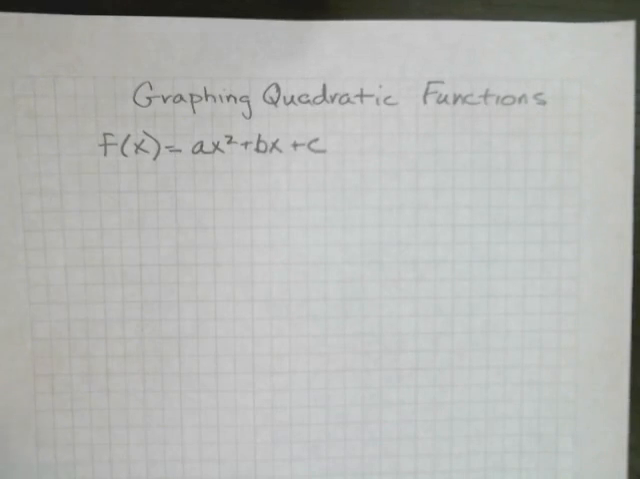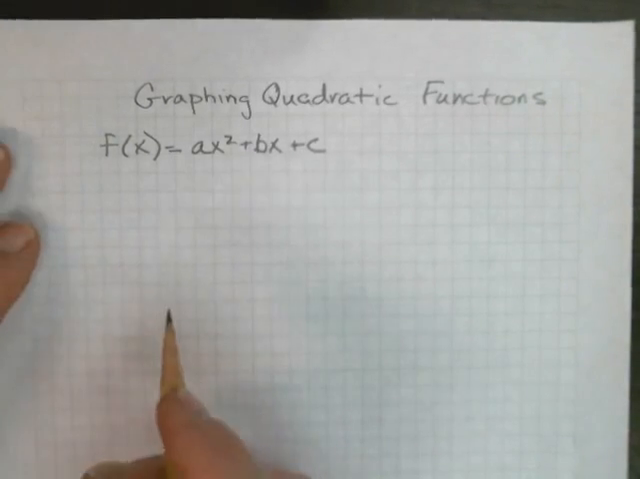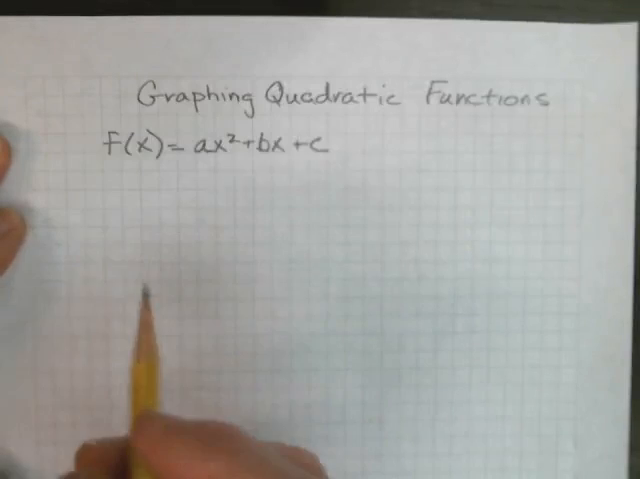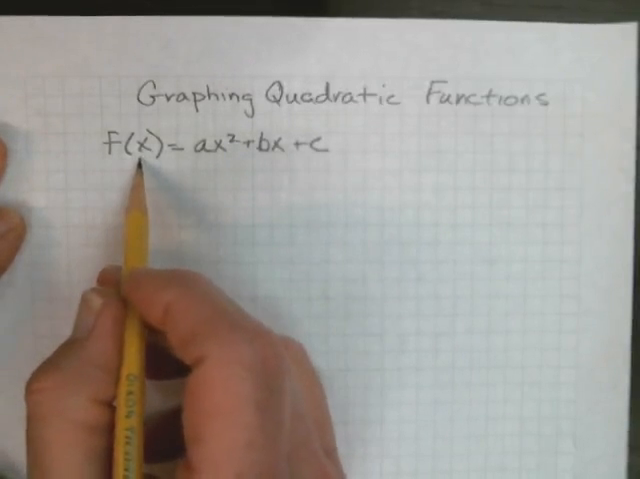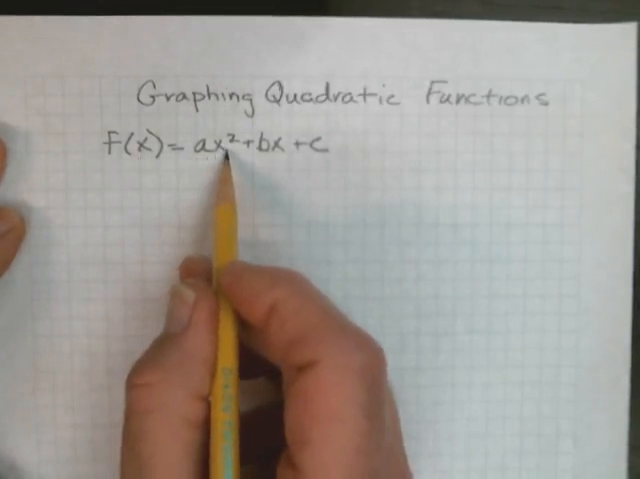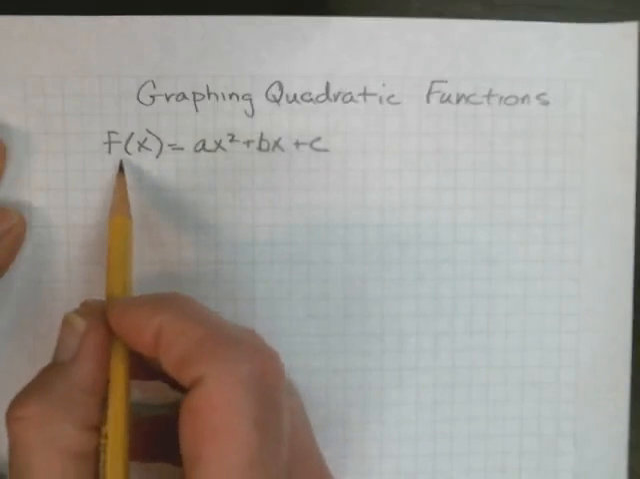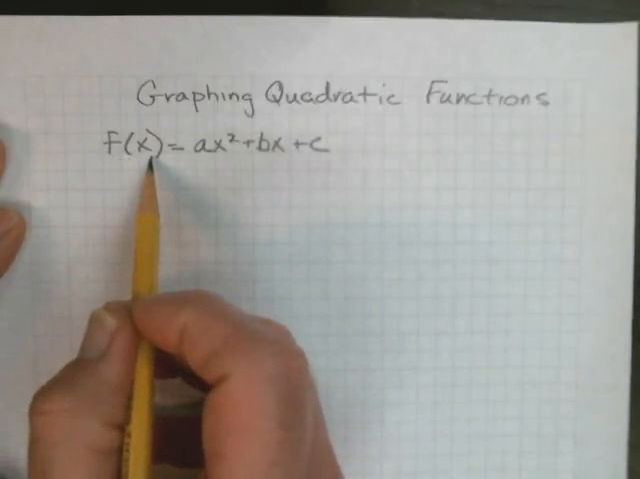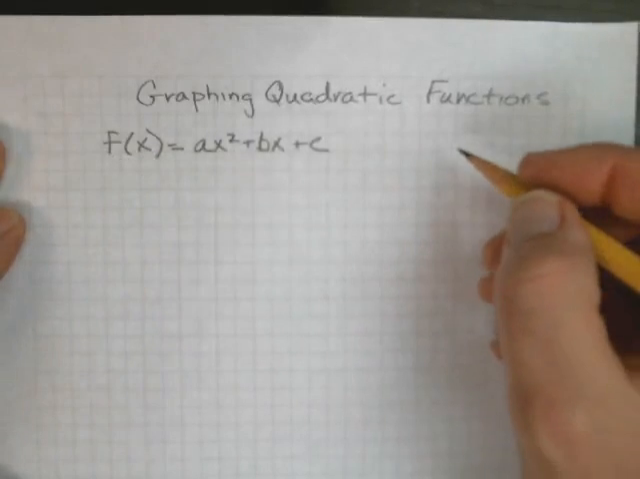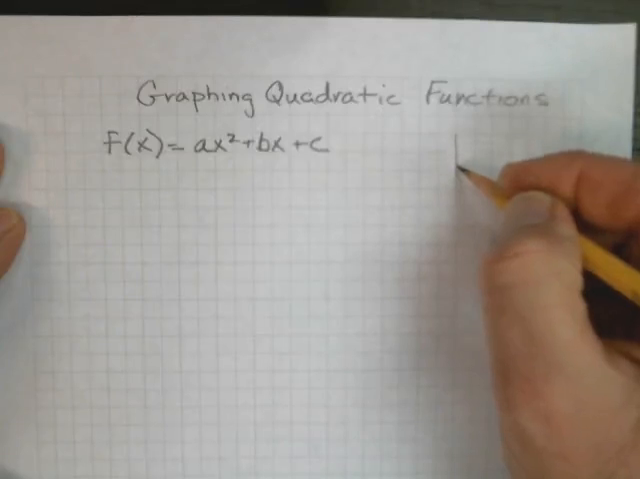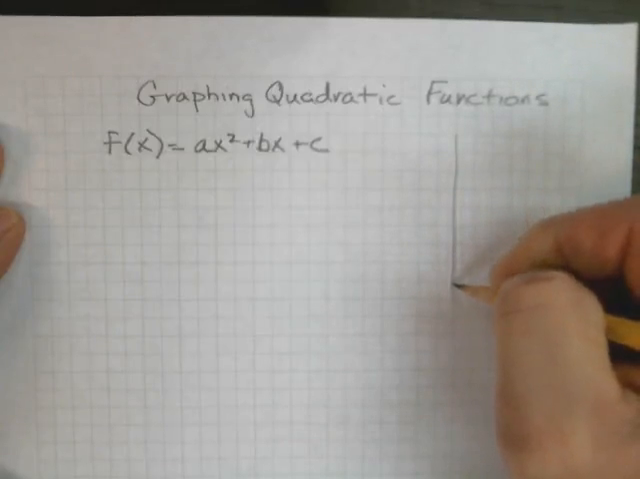Okay, we're going to be graphing quadratic functions. So a quadratic function is a function of f of x is equal to ax squared plus bx plus c, so in that form. And remember, if f of x bothers you, think of y, okay? Now, what these things do is, I'm just going to sketch it here, they're going to form a parabola.